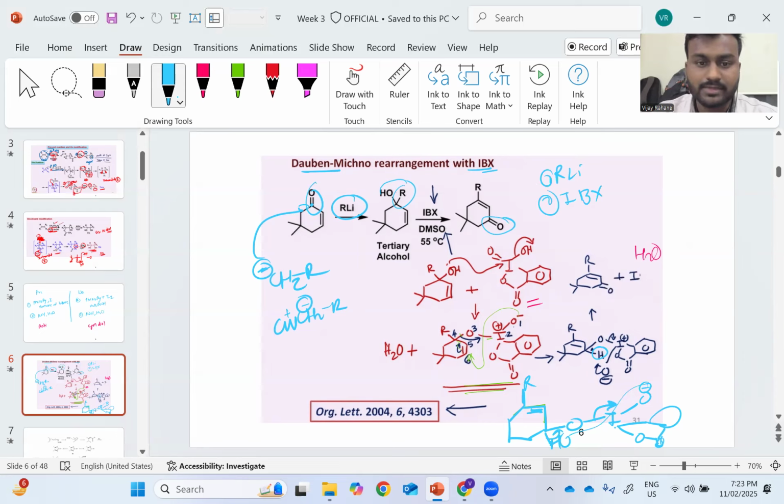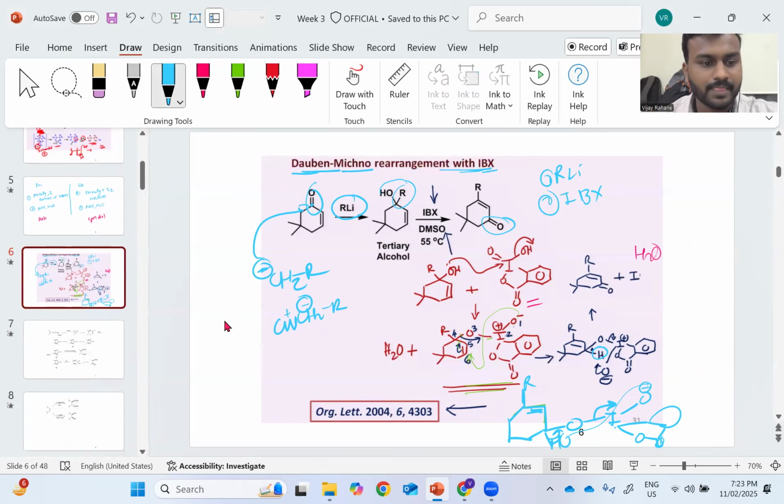Within these two steps, the carbonyl carbon group migrates from the 1st to the 3rd position. So this is the Dauben-Michno rearrangement reaction. This happens with IBX. Also, if you remember, with PDC such a reaction can occur too. I will show that example in the latter part of this presentation. Hope this also helps you in solving one of the questions from the assignment.